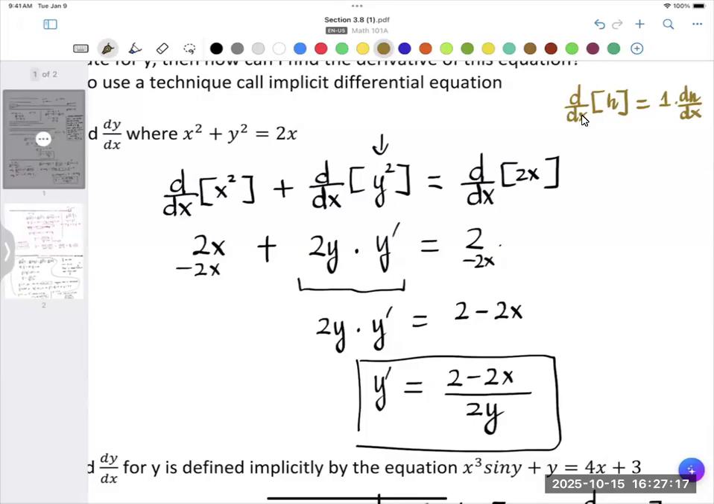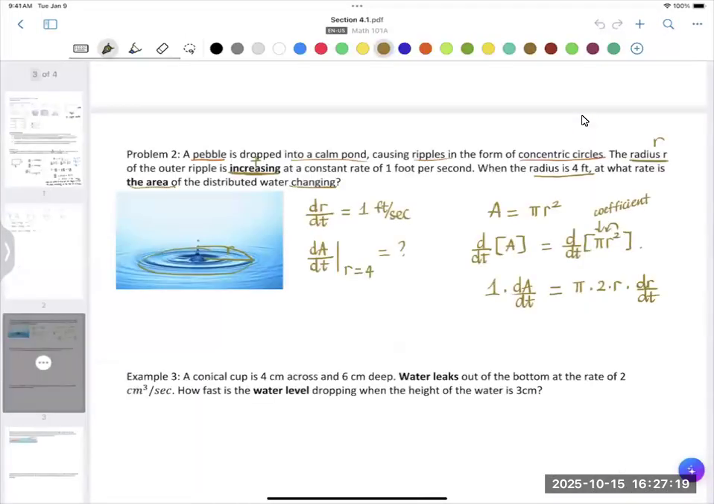So now let's go back to 4.1. We find the rate of change of the area, and we just plug in everything we have. So I have pi times 2, the radius is 4, and the rate of change of the radius is 1. So the answer will be 8 pi feet per second. Okay, so when the radius is 4, the area is increasing at about 8 pi feet per second.